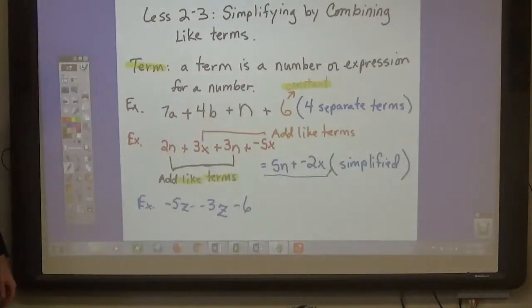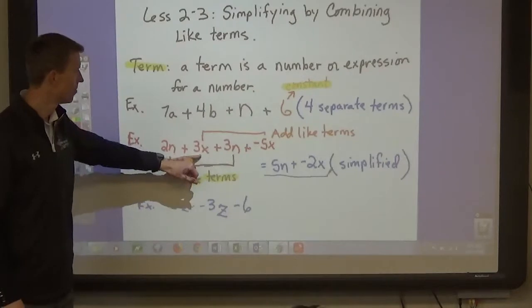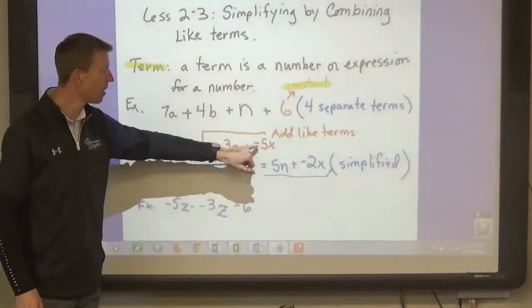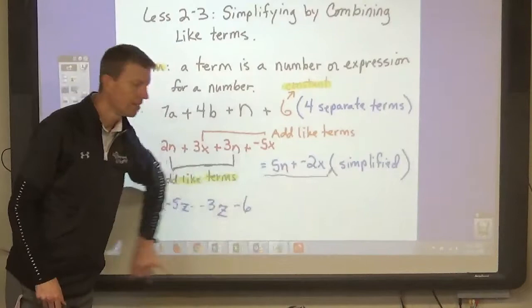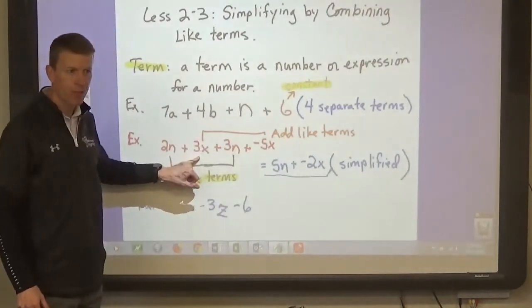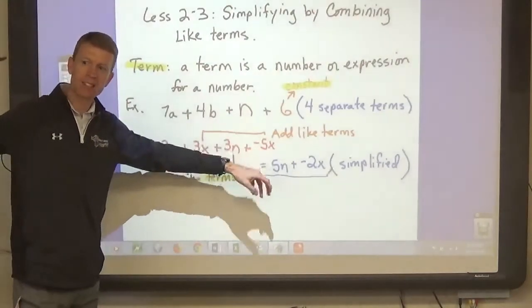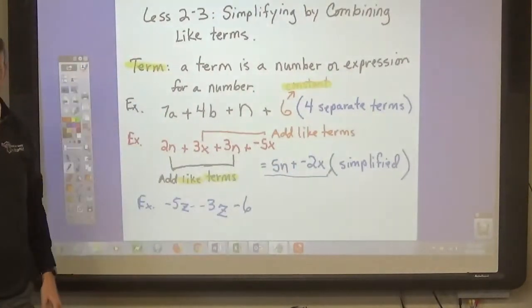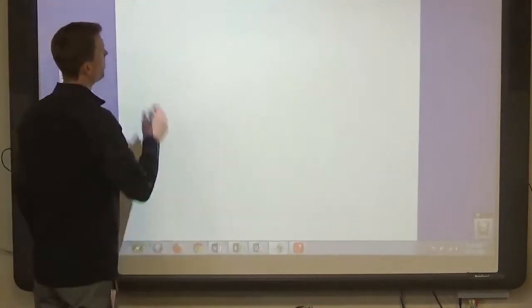5n plus negative 2x. Where did the negative 2x come from? I think 3 plus negative 5, so negative 2. Exactly. Yep. 3 plus negative 5. When you add these two numbers, you get negative 2. And so if you have positive 3x's and negative 5x's, the negative x's cancel out the positive x's, and you're left with negative 2 left over. That's where that negative 2x comes from.